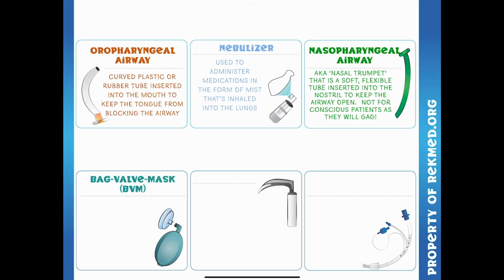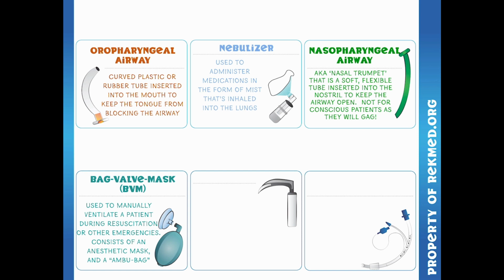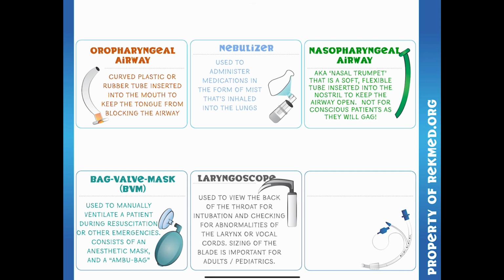We also have our BVM, this bag valve mask. So this is what we use in emergent situations when we need to manually ventilate a patient during resuscitation or other emergencies. And this consists of this anesthetic mask and an Ambu bag. This laryngoscope is going to be what our providers use to view the back of the throat for checking for intubation and any abnormalities of the larynx or the vocal cords. Sizing of this blade is going to be important for our adults versus our pediatrics.